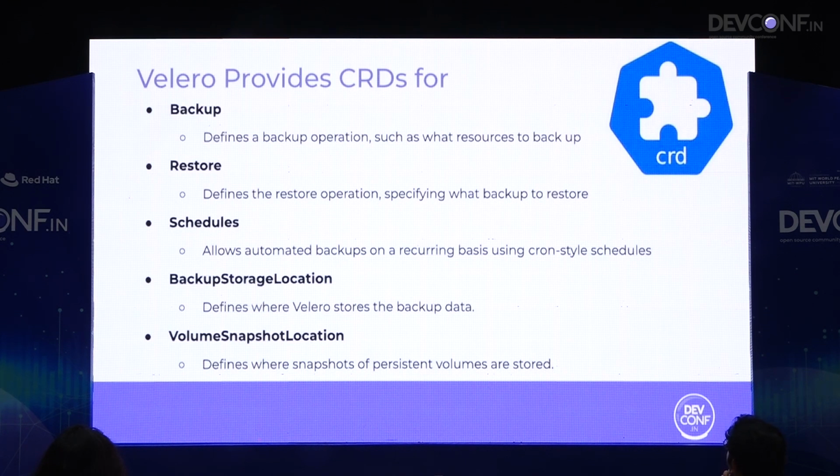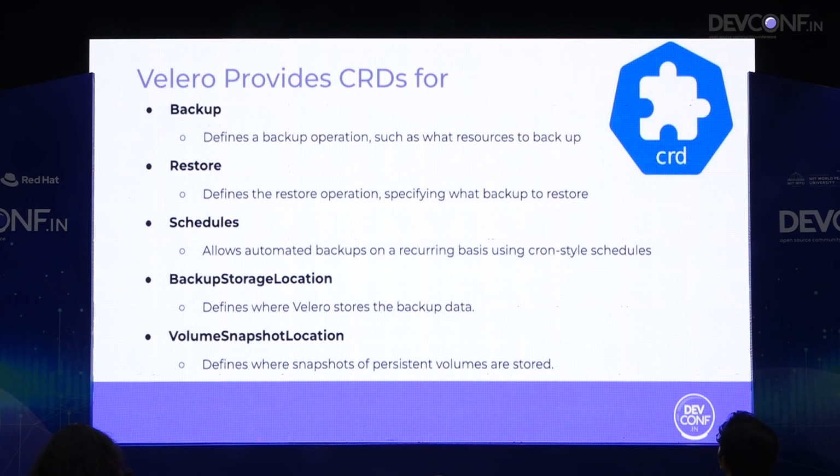Backup is just for backup operations where you can specify the resources to back up. With restore, you can specify from where to restore. Schedule is another Velero operation. With backup storage location, you can define the bucket, for example AWS or whatever bucket you have. And with volume snapshot location, you can define where your snapshots will be stored. Suppose you have US East; there are multiple regions across, for example, AWS US East or US West, so you can use those.